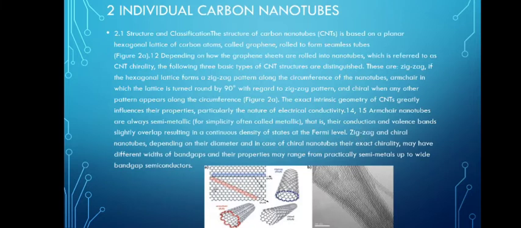Structure and classification: the structure of carbon nanotubes is based on a planar hexagonal lattice of carbon atoms called graphene, rolled to form tubes. Depending on how the graphene sheets are rolled into nanotubes, which is referred to as CNT chirality, three basic types of CNT structures are distinguished. They are zigzag, if the hexagonal lattice forms a zigzag pattern along the circumference of the nanotube; armchair, in which the lattice is turned around by 90 degrees with regard to the zigzag pattern; and chiral, when any other pattern appears along the circumference.